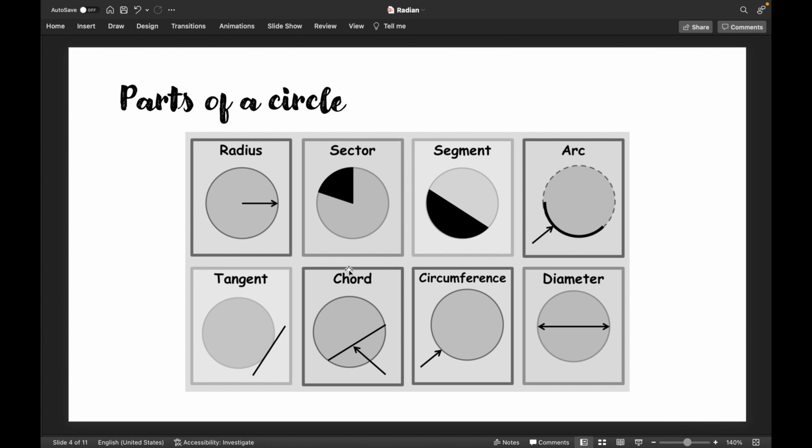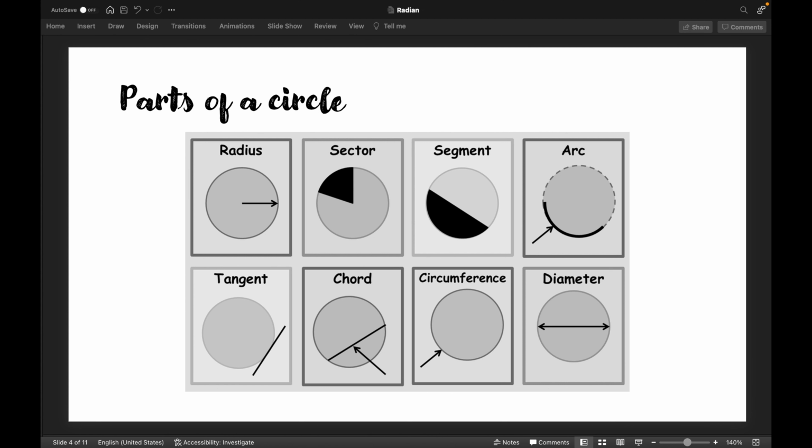Next, we're going to look at a chord. We're looking at this because in order to understand what a segment is, we first need to know what a chord is. It's a segment with endpoints on the circle. So it has endpoints 1 and 2, and it's just a segment with endpoints on the circle. So this is a chord.